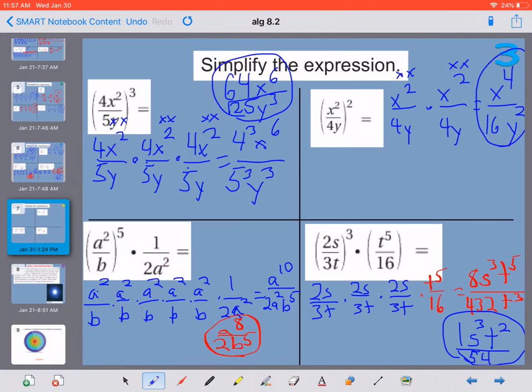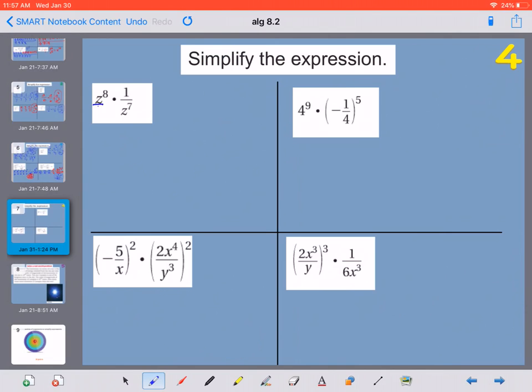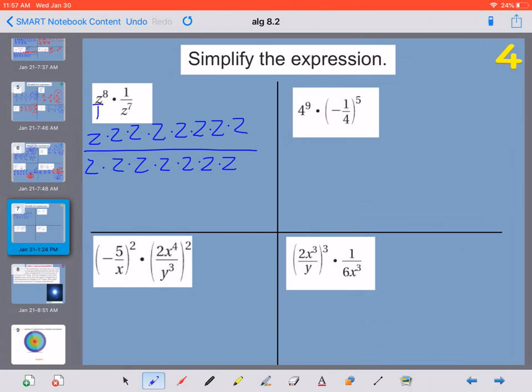Alright, next one we have z to the 8th over 1. So we have z 8 times. And then we have z 7 times on the bottom. So if we cross them out, then we have only one z left. So our answer is just z, or z over 1.